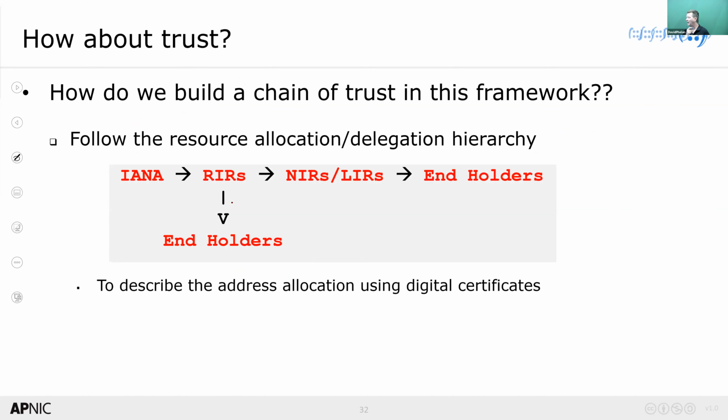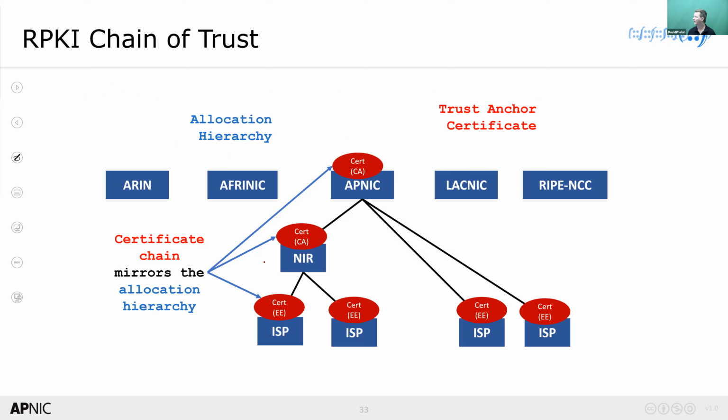So public key cryptography relies on what we call a chain of trust, right? If we look at how things are delegated from top down, we have IANA at the top, who gives resources to the RIRs. We then delegate resources to the NIRs and LIRs, and then either them or the RIRs will give resources to the end holders. Then we have our certifying authority.